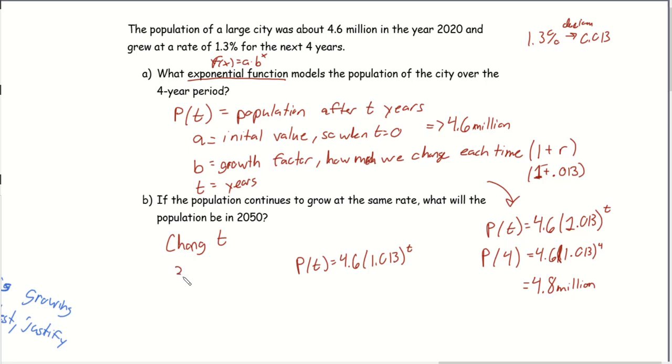Why are we doing 30 years? Subtraction. 2050 minus 2020 equals 30 years. So now P of 30. Try that in your calculators, see what you get. So instead of going just 4 years, we're going to go all the way to 2050 and predict the future.